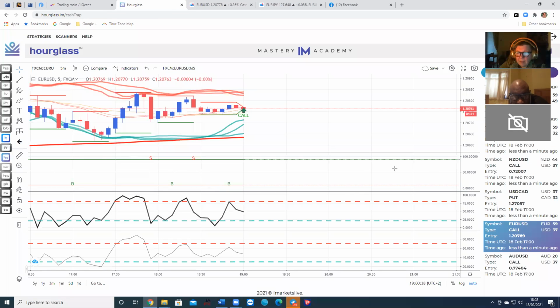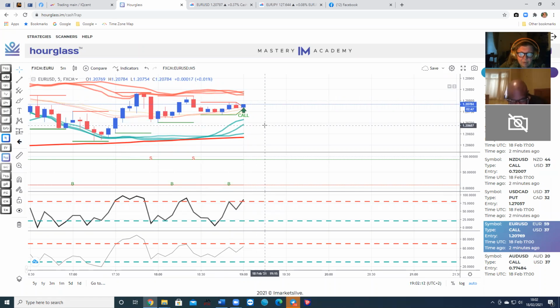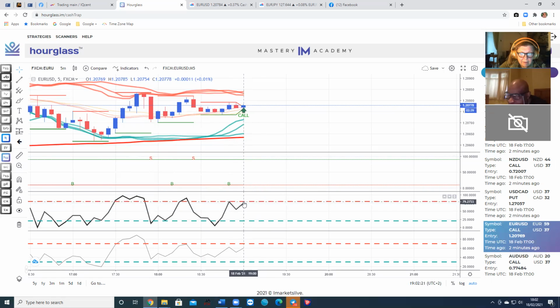So let's come back to the HourGlass. So I think with Euro USD, I'd want to wait until it came higher up and then take a put. But what puts me off that is that the euro is stronger than the US dollar. I don't really like the way it's moving along the middle here. We want it in that overbought area for a put, but that's when you have to make a decision about whether you're going to trade against the trend.